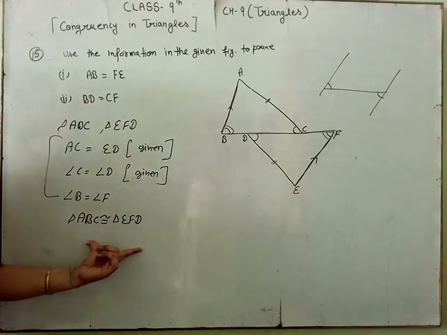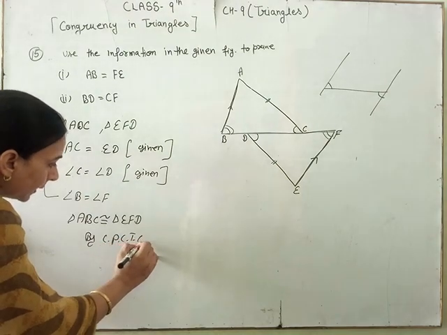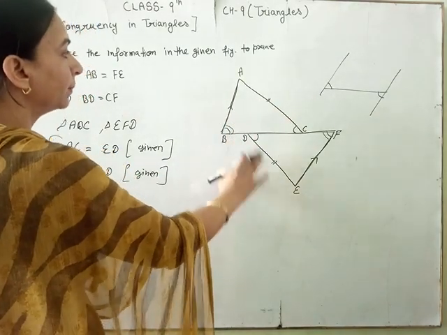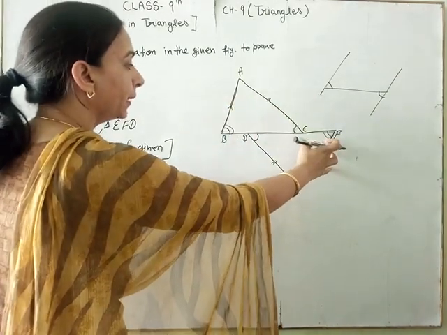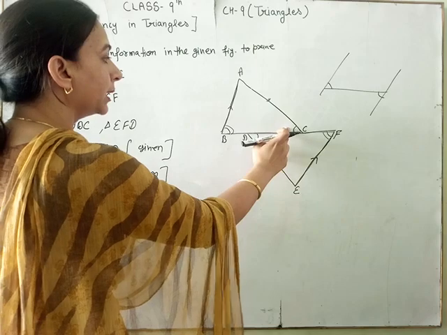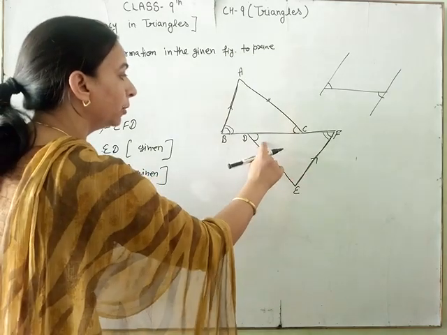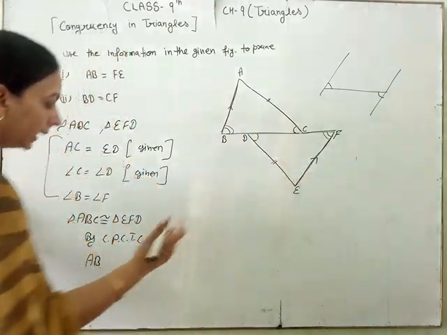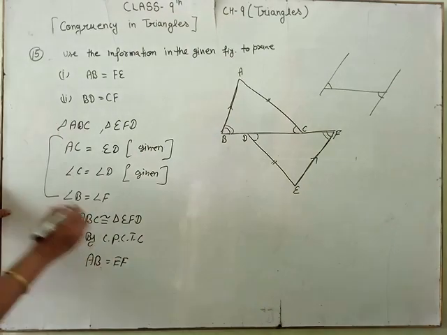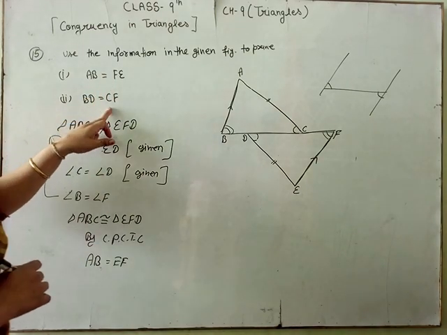If two triangles are congruent, then by CPCTC, corresponding parts are equal. Then the remaining parts: angle B equals angle F, so the opposite sides are equal. Angle C equals angle D, so the opposite side of angle C is AB, and the opposite side of angle D is EF. Then AB equals FE. The first part is complete.